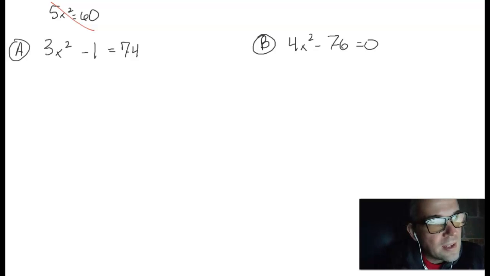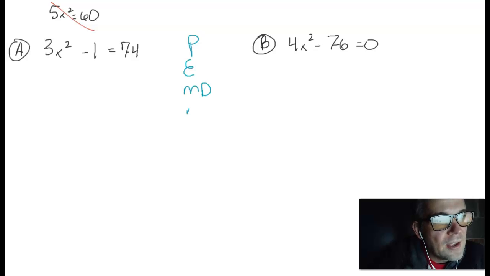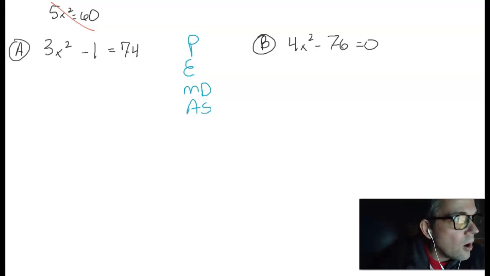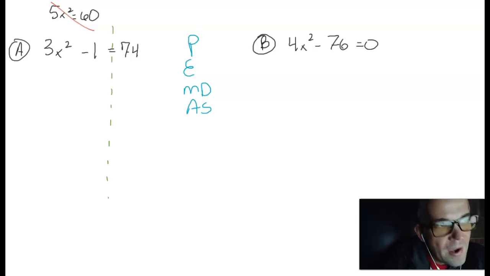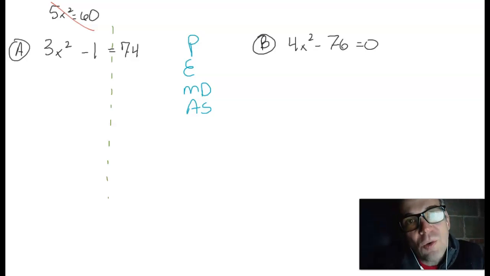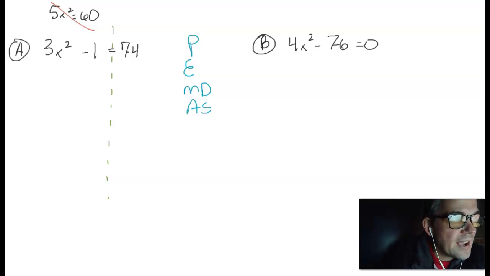We're doing PEMDAS in reverse. I like to always write this little tower down for myself, just to keep track of where I'm going. And the goal, of course, always is to try to get this x to be by itself by undoing what was done by doing the opposite. So opposite stuff in the opposite order. So we're going to focus on this x right here.